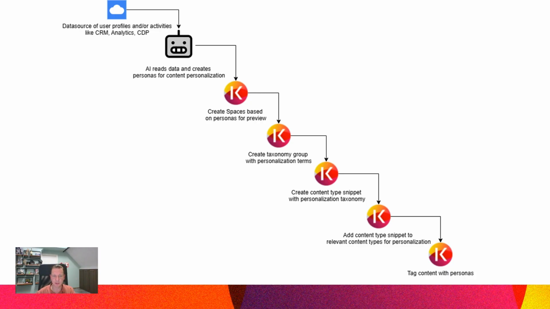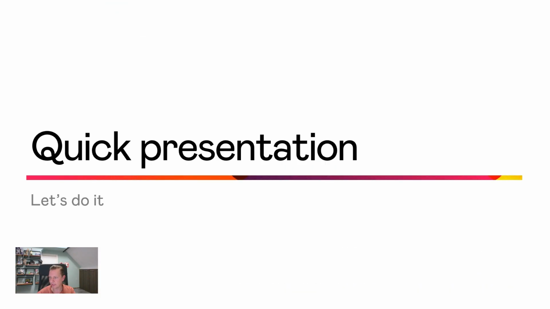Then what I'm doing is creating spaces in Content.ai based on the personas that is created. I do that for the preview. I will show you what the reason is behind it. Then I create a taxonomy group with the personas, and I do that in a snippet. I add also that snippet to the content types. And then, of course, you tag the content with the interest. So how we do that, let me go back.